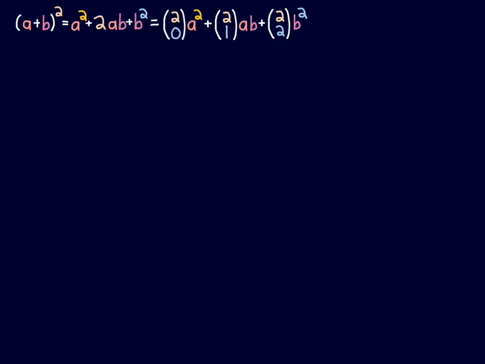2 choose 1. If you have two objects, how many ways can you choose 1? Well, you choose the first one or you choose the second one. There's 2 ways. So 2 choose 1 is 2. Any number choose 1 is the same as the number. 5 choose 1 is 5, because you're choosing 1 out of the 5. There's 5 ways to do it, right? 10 choose 1 is 10, etc.